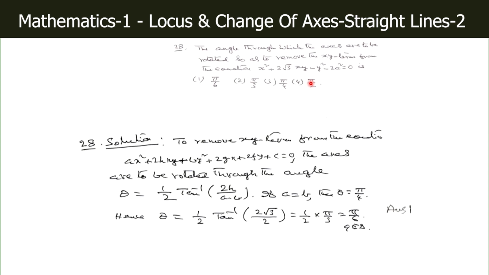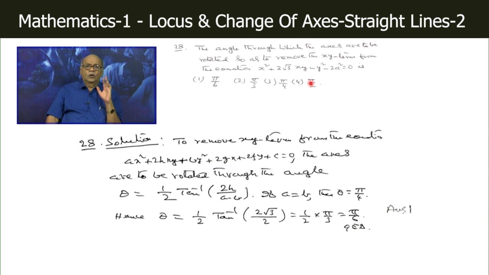Half of tan inverse of 2 root 3 by 2. So, therefore, that is half of pi by 3, which is nothing but the angle pi by 6. That means, to remove the xy term from the given equation, you have to rotate the axis through an angle pi by 6, namely 30 degrees, in the anticlockwise sense. So, therefore, the answer is number 1.